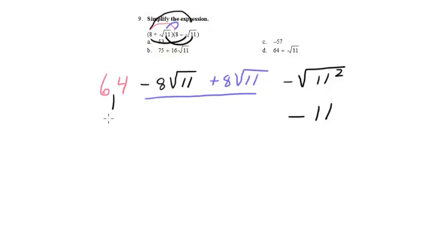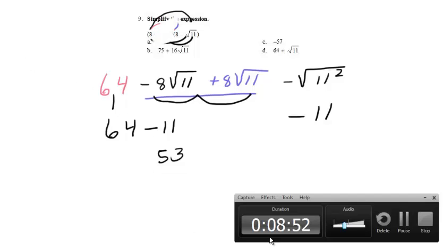Here we have 64, we bring that down. Right here, these cancel out. We're left with negative 11, or 64 minus 11, which is 53. And if I erase this mess up here, you'll see that that was answer choice A.